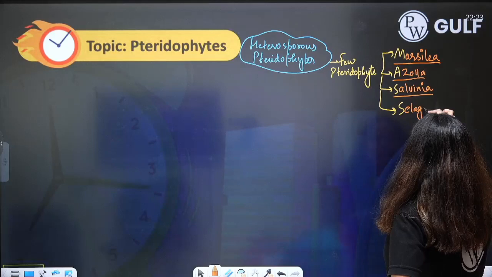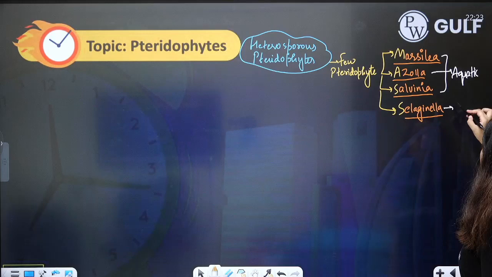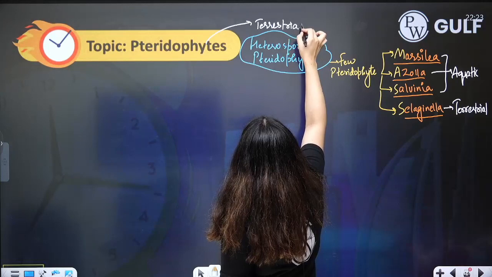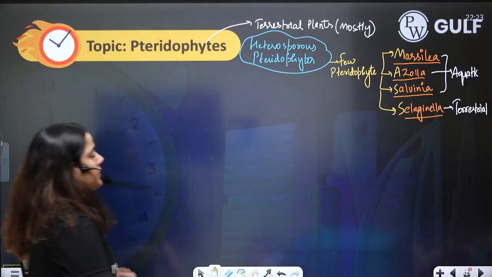Beta, Marsilia, Azolla, Salvinia, they are aquatic pteridophytes, whereas Selaginella is terrestrial. Remember, pteridophytes are mostly terrestrial plants, but three are aquatic: Marsilia, Azolla, and Salvinia. So let's start with their main body.